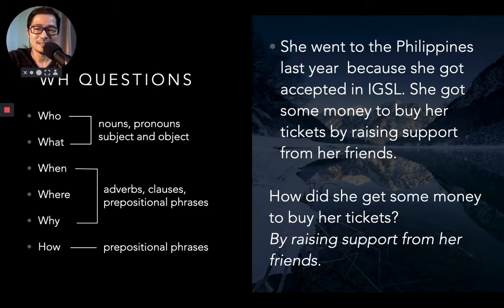Alright, so we are done with the WH questions. Now we're going to look at three examples.